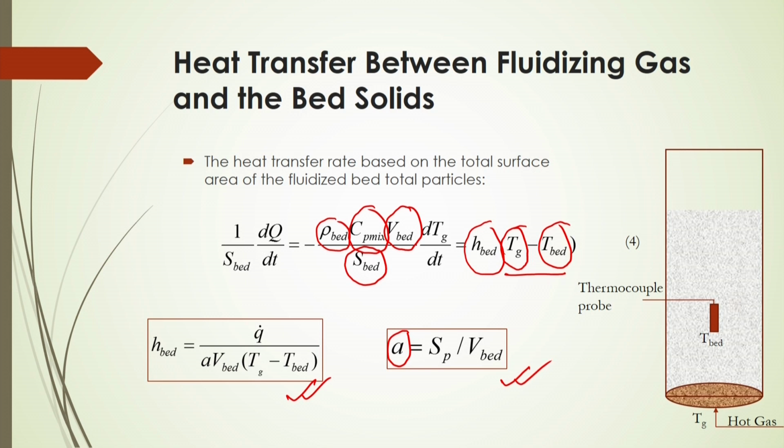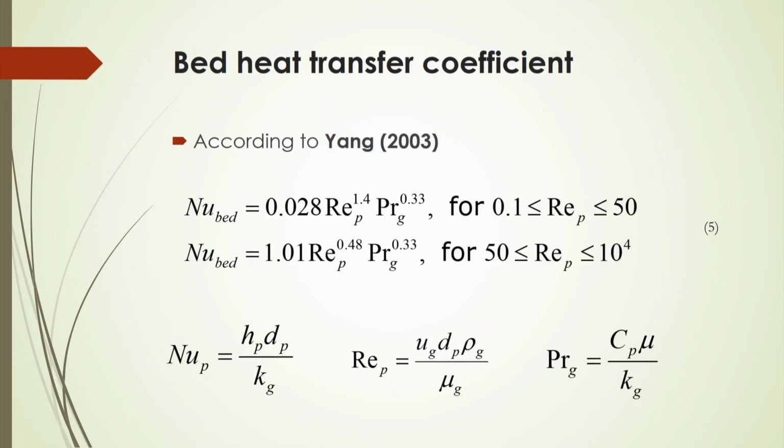So, this is called the specific interfacial area. Again, if we supply some hot gas there and measure the temperature change of that medium, then from how this gas changes its temperature, you will be able to calculate what the heat transfer coefficient should be. And this bed heat transfer coefficient will be denoted by H bed.